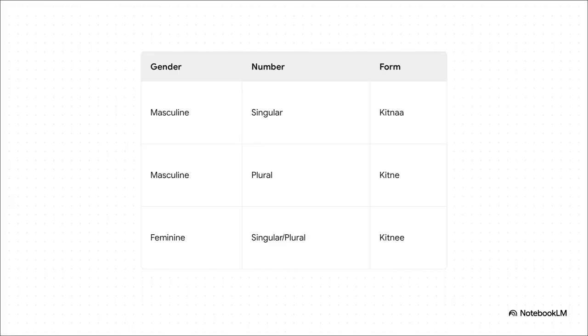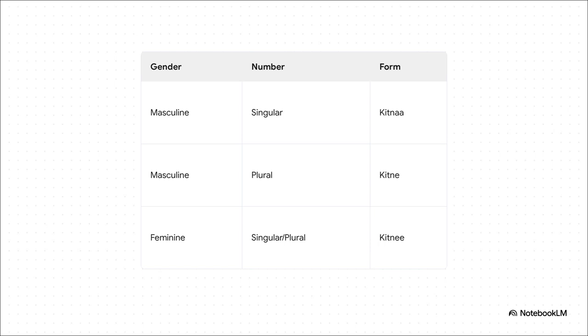See, in Hindi, our base word kitna doesn't just change based on whether something is countable or uncountable. It actually transforms to match the gender and the number of the noun itself. So, if the noun is masculine and singular, you just use the root form, which is kitna. Notice that strong ah sound at the end there. Kitna. Now, if it's masculine and plural, it becomes kitne. Listen closely to that E sound, kitne.